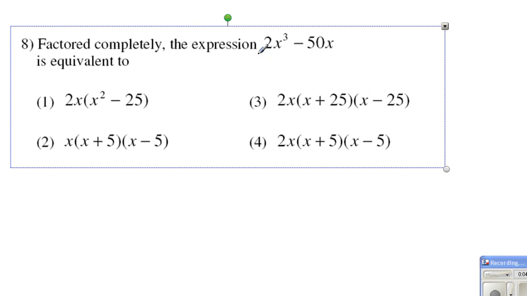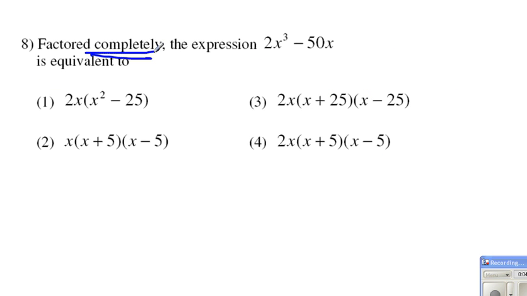Now here, factor completely. That means what is common between these two terms? In fact, 2 is common. Not only that, x is common also. So therefore, what's left is x squared minus 25.